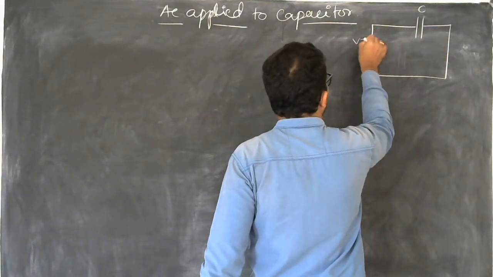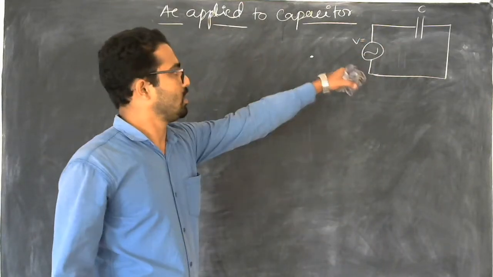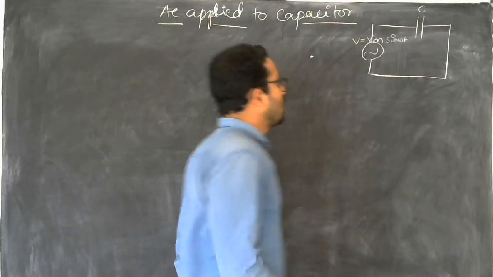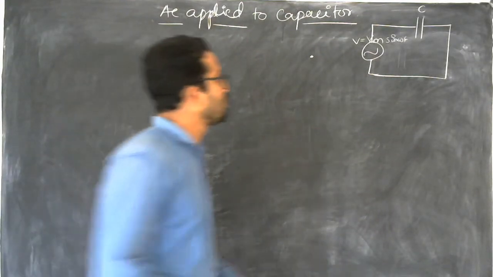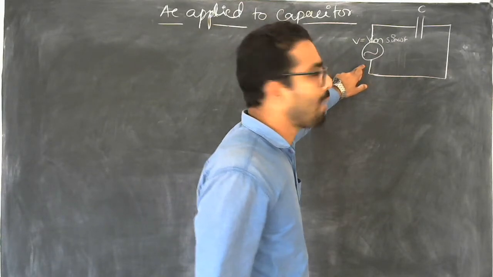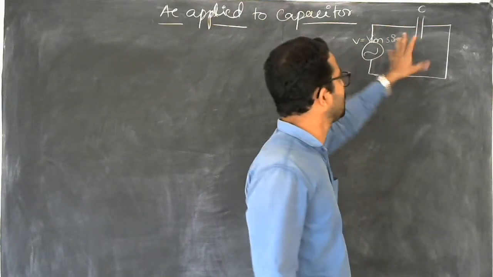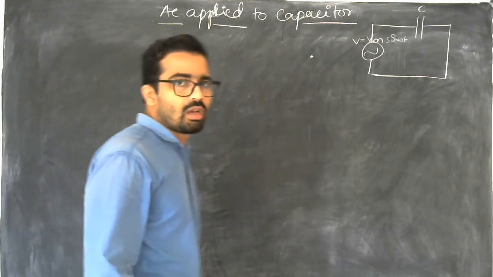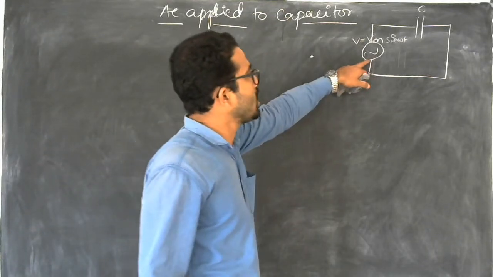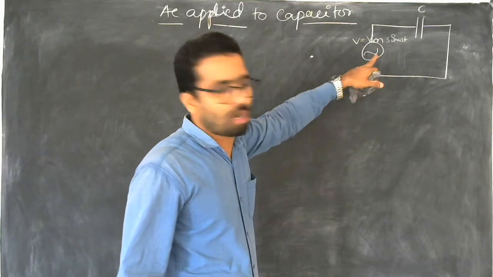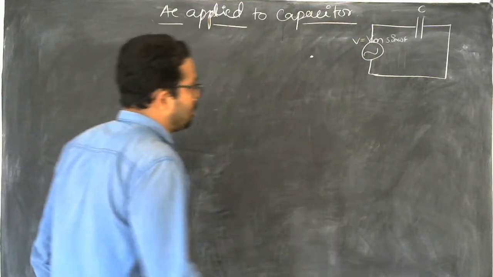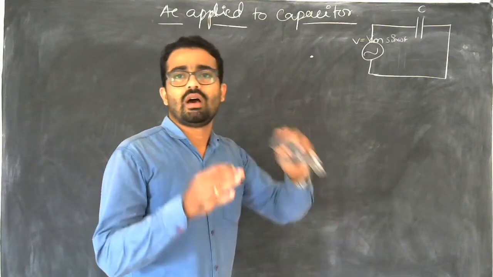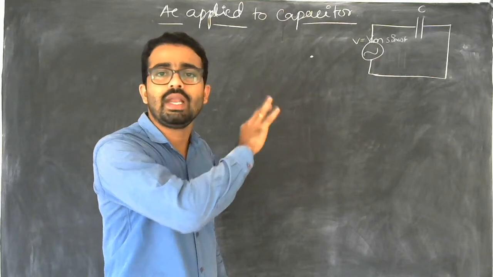And V is the potential that is supplied by this source. V is equal to Vm sin omega t, an instantaneous value. Whatever the instantaneous voltage supplied by the source, it will also appear across this capacitor, because they are connected in parallel. So now let's write the instantaneous EMF due to the source, and after that we should derive an equation for the current and see the relation between the voltage and the current.